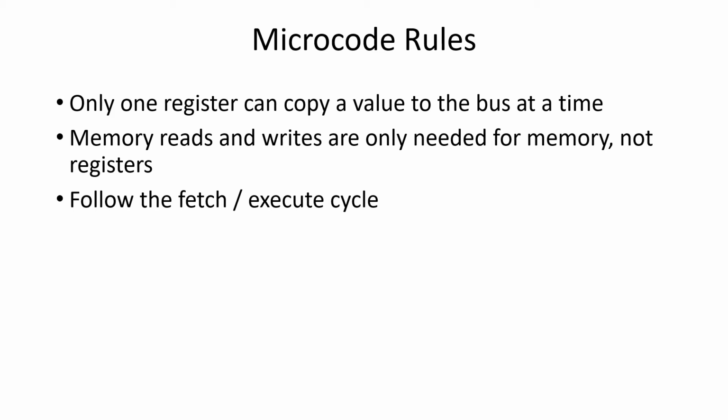When you write microcode, there are a couple rules you need to follow. One is that you can only copy 1 value onto a bus at a time. You can copy that value on the bus onto many registers at a time, but only 1 value onto the bus at a time. Remember that you only need to read from memory if you're going out to memory. If you're copying values from registers, it does not involve a memory read. So if you go something like add R1, R2, no memory reads involved in the data. Just copy it from register to register. So basically just follow the fetch execute cycle to execute the microcode.